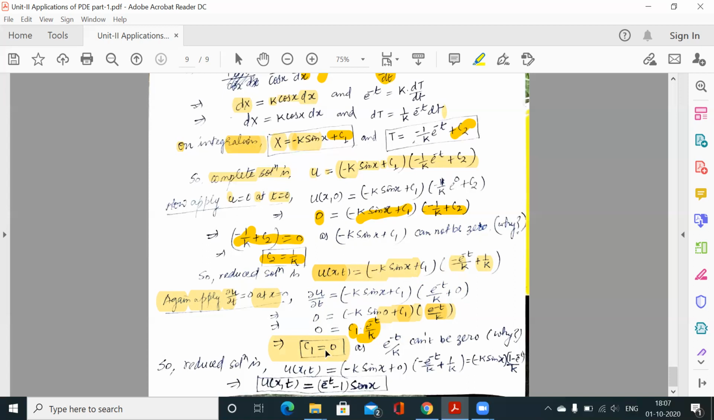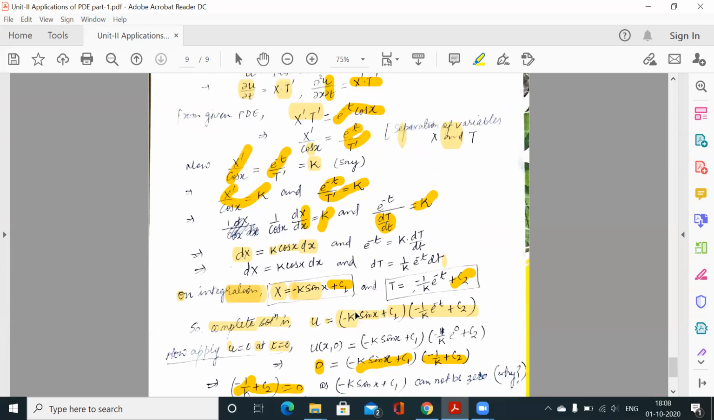So what we will get, u(x,t) equals minus k sin x plus c1, which is 0, and plus e to the power minus t over k, plus 1 by k. After simplifying this we are getting minus k sin x times 1 minus e to the power minus t over k. So this is the reduced solution. So this is our final solution.